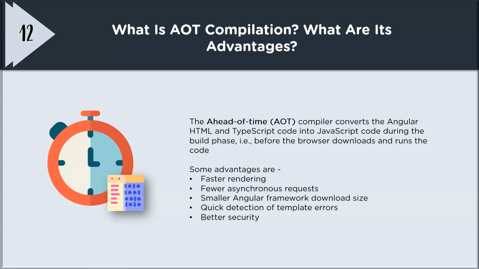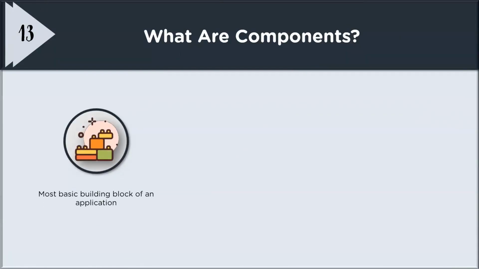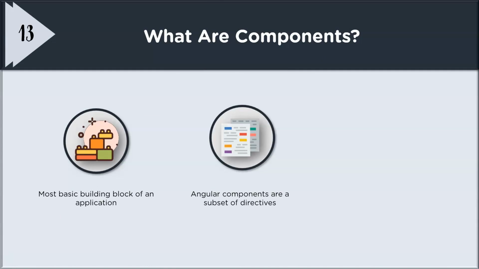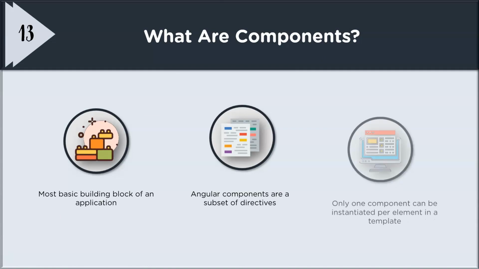So when it comes to advantages, of course, there's faster rendering. There are fewer asynchronous requests. It has smaller Angular framework download size. There's quick detection of errors, and this also offers better security. Moving on to the next question. What are components? Now, components are the most basic building blocks of the UI in an Angular application. Now, every component is associated with a template and is a subset of directives.